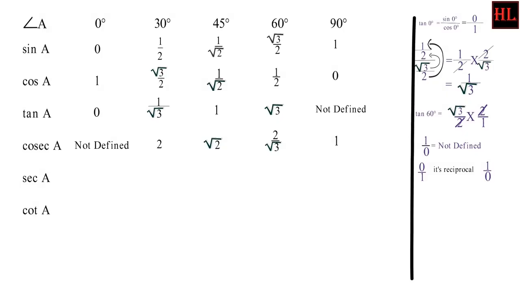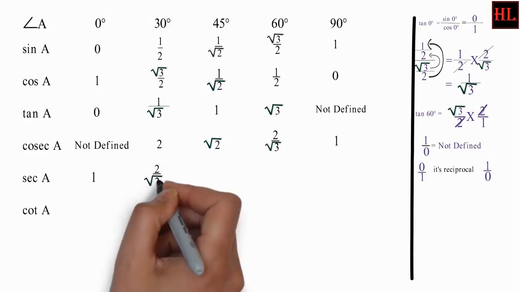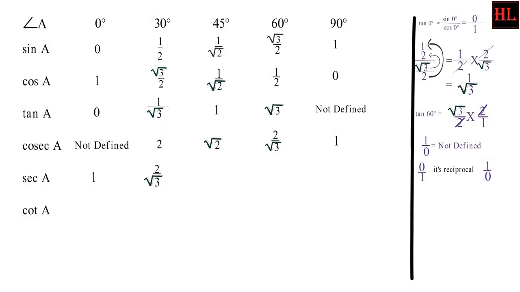For sec A, we'll take reciprocal of corresponding values of cos A. Therefore, sec 0, we'll have reciprocal of cos 0. Hence, we have sec 0 is equal to 1. For sec 30, we'll take reciprocal of root 3 by 2. Therefore, sec 30 will be 2 by root 3. For sec 45, we'll take reciprocal of cos 45, that is reciprocal of 1 by root 2. Therefore, sec 45 is root 2.